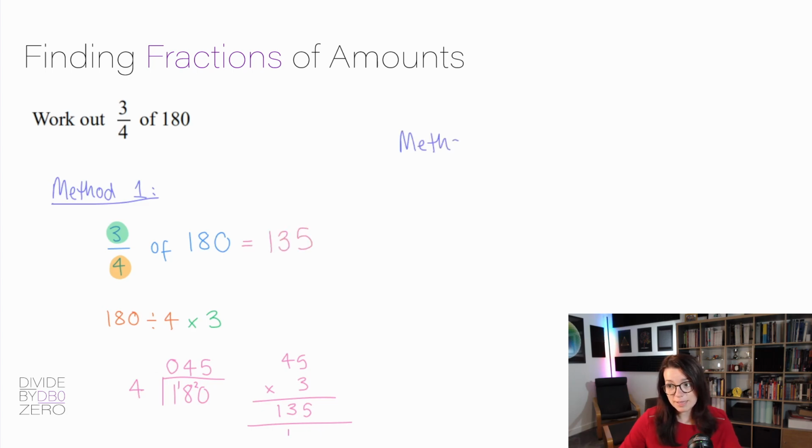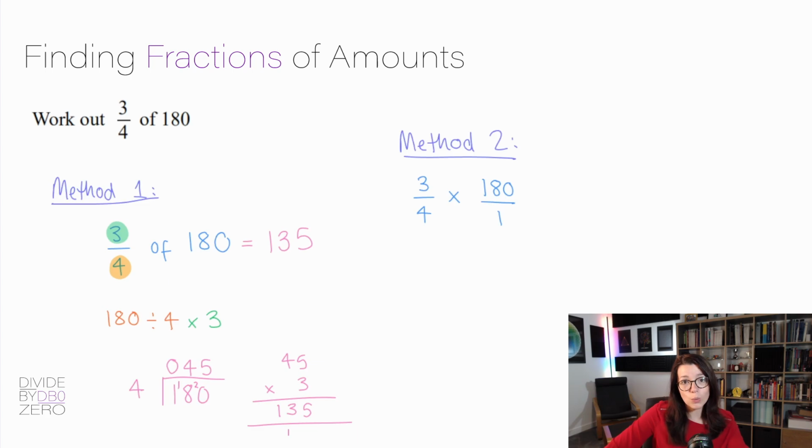Method 2, some people prefer this. It's up to you. So when we do 3/4 of 180, we consider that word of to mean times. So it's going to be 3/4 times 180 over 1, because 180 wholes is the same as saying 180 over 1. And then we just treat it as a normal fraction multiplication.